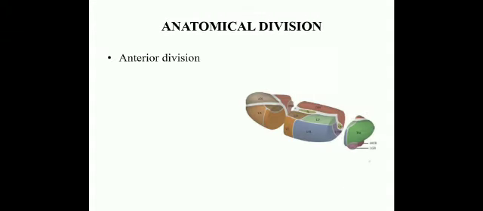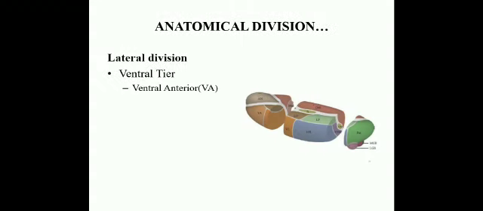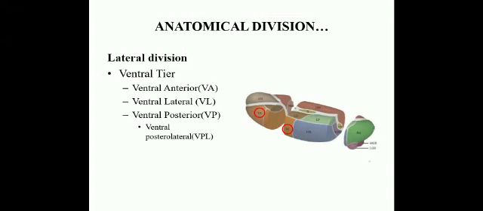Anatomical division. In the anterior division we have the anterior nucleus. The medial division has the dorsomedial nucleus, and the lateral division is again subdivided into a dorsal tier and a ventral tier. The ventral tier includes the ventral anterior group of nuclei, the ventral lateral group and the ventral posterior group. The ventral posterior group is again divided into the ventral posterolateral and the ventral posteromedial groups. Here you can see the ventral divisions, which have the different groups of nuclei.